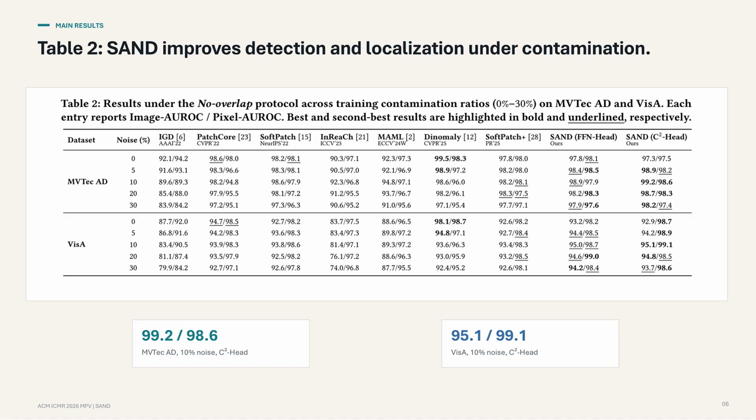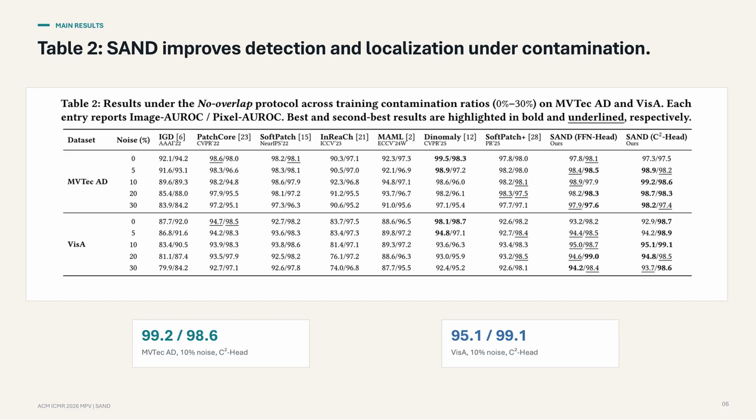After introducing the training design, we now look at how it behaves under noisy normal contamination. The main results compare detection and localization on MVTec-AD and VisA as the noise ratio increases. A clear pattern can be observed. PatchCore is still competitive when the training set is clean, but becomes less robust once contaminated samples are included.